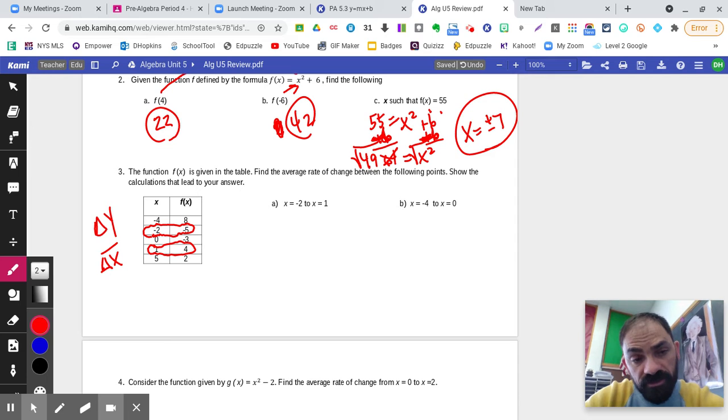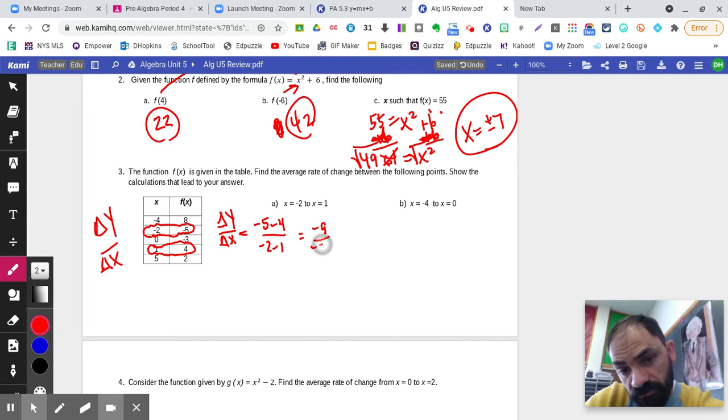So if I apply this formula, negative 5 minus 4 and negative 2 minus 1, we get negative 9 over negative 3, which is equivalent to 3.